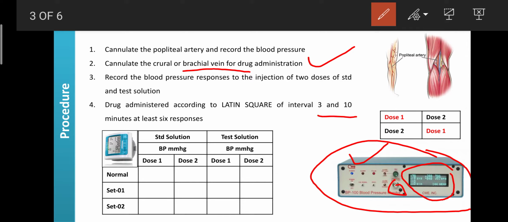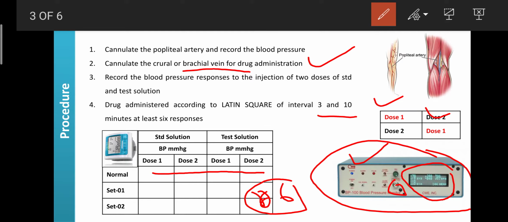You can take the response. According to the Latin square, first take the response of the standard with dose 1. Before that, monitor the normal blood pressure without any drug in all the animals. Later, use dose 1, then monitor the blood pressure, wait for 3 to 10 minutes, then give dose 2 and monitor the blood pressure. Like that you can continue at least 6 sets of responses.